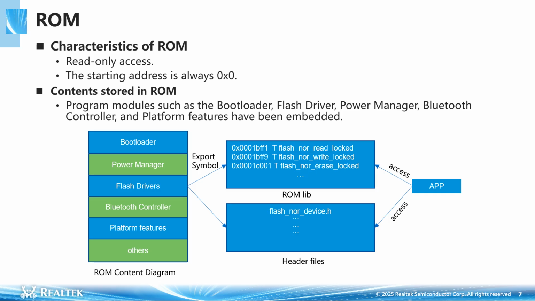Using the RTL87X2G SDK as an example, the RTL87X2G exports some interfaces through the ROM library and also provides header files for the ROM modules. Developers can access the built-in ROM functions using the ROM library or by including these header files. This approach helps reduce the size of the application code and the required RAM.